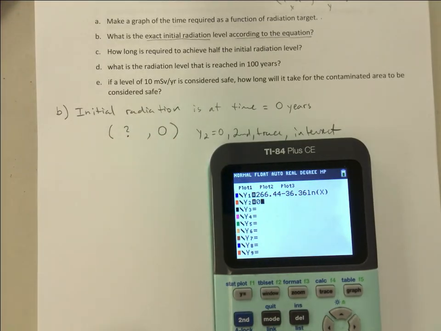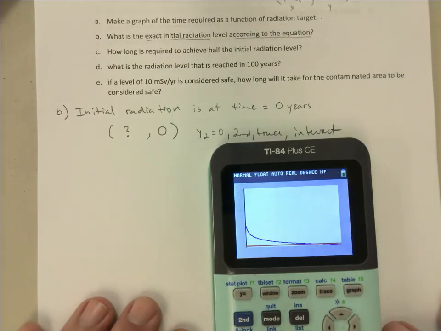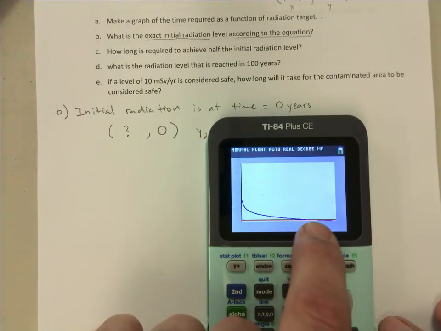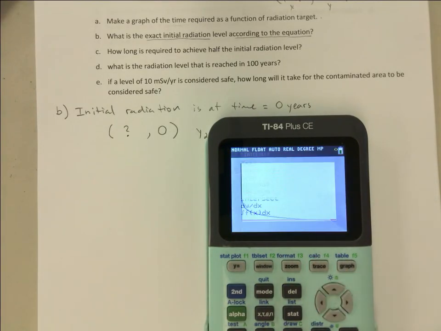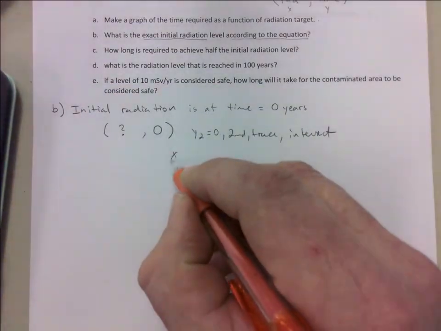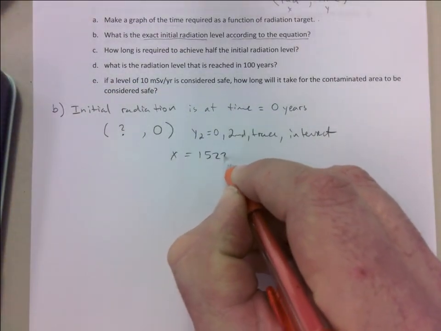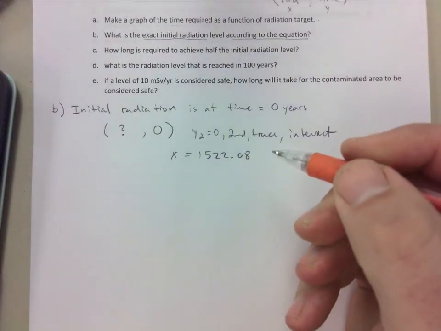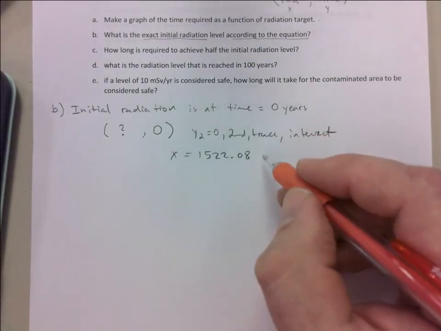Y2 is equal to 0. Hit graph. And we're going to find that x-intercept. Second trace 5, enter, enter, enter. 1,522.08 if you round it to 2 decimals. X is equal to 1,522.08. And let's use the units that they have.